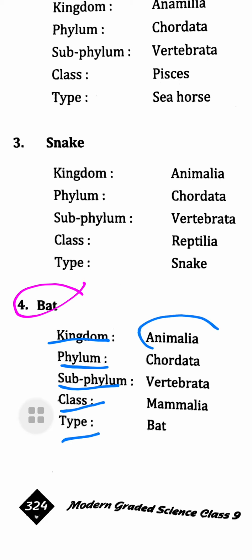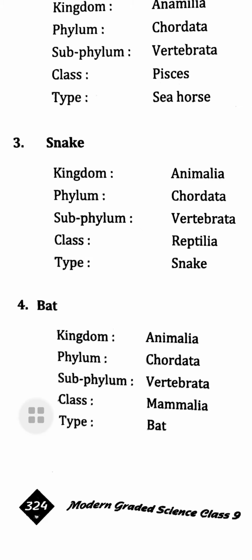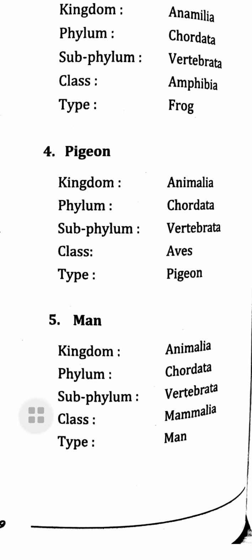Kingdom, Animalia, right? Phylum, Chordata. Subphylum, Vertebrata. Here all animals belong to Vertebrata. Class, Mammalia. Type, bat. What is the chief characteristic of Mammalia? They suckle their babies. Or they are viviparous animals. Viviparous animals.